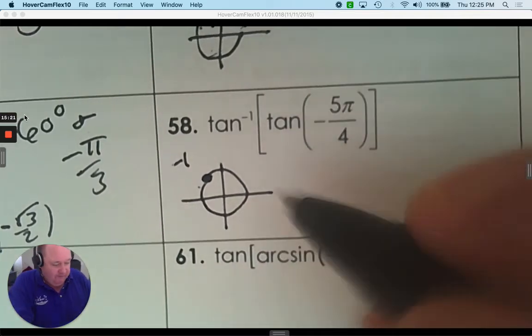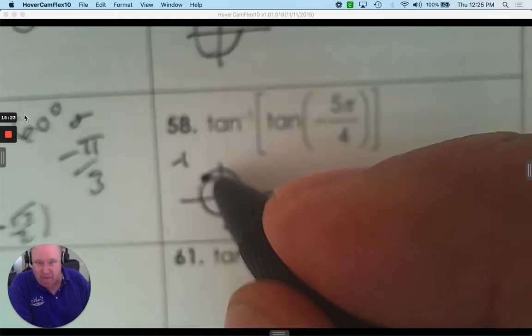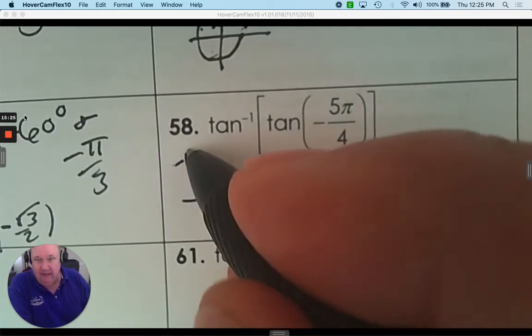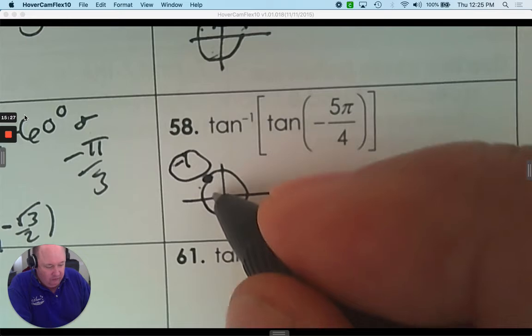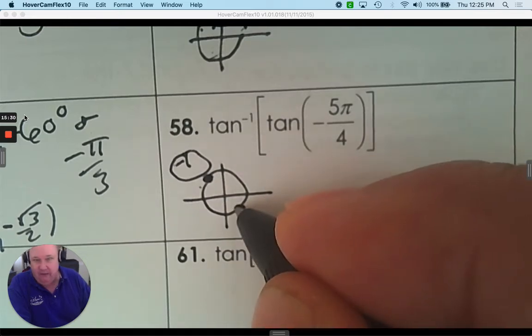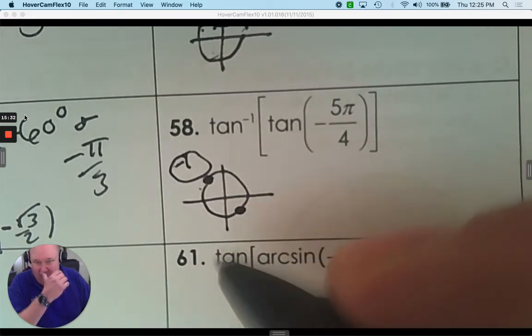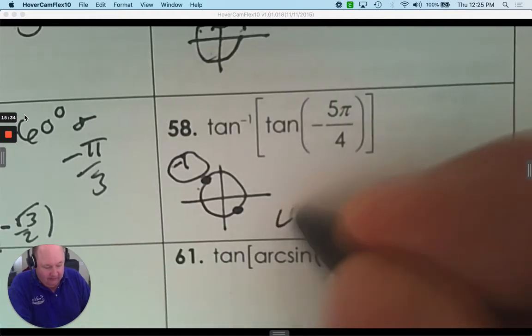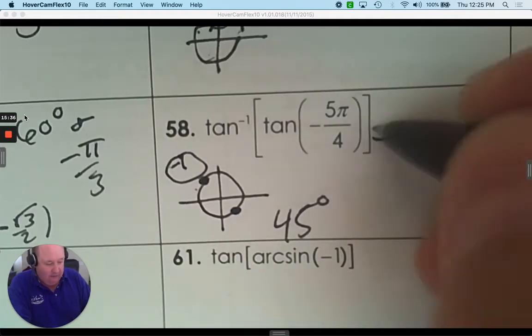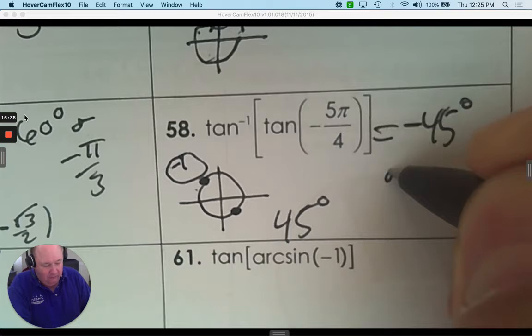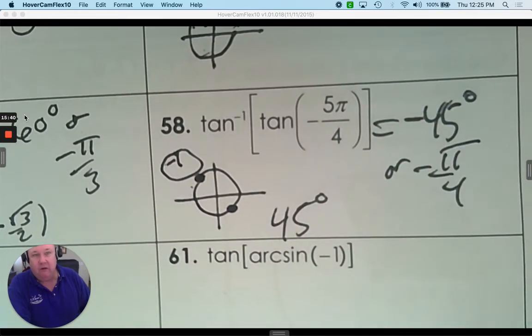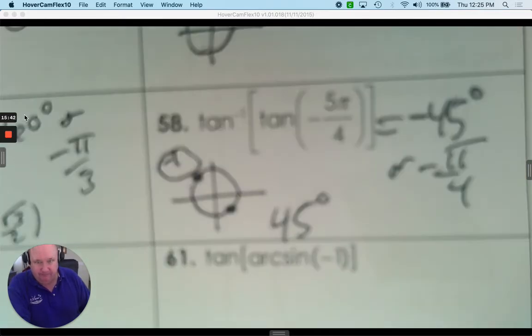But here we go. So that's negative 5 pi over 4. When I divide, the answer is negative 1. So the angle that gives me the same value that's in the correct domain restriction is here in quadrant number 4. It's a 45 degree angle. And so I just write it as negative 45 or negative pi over 4. And that gives me the same answer.